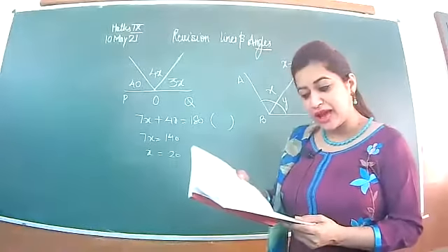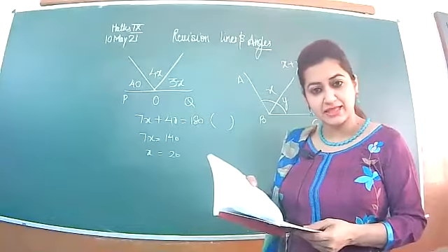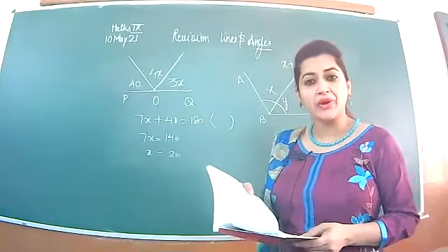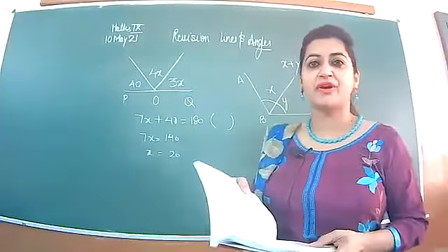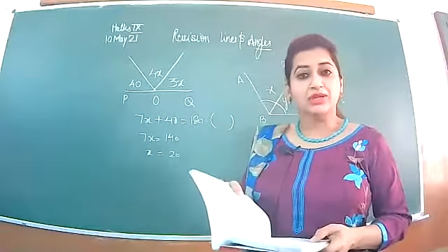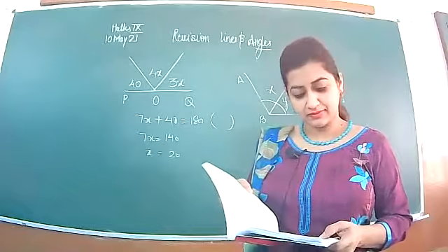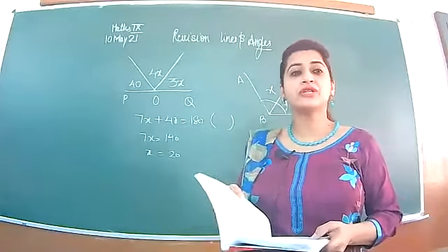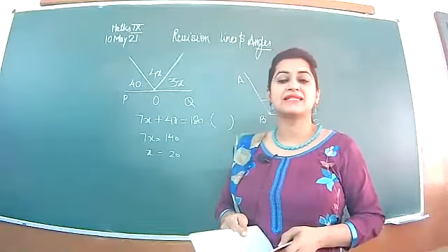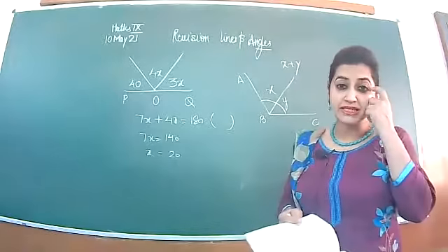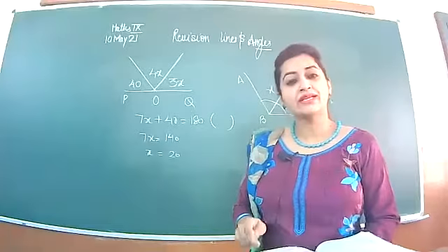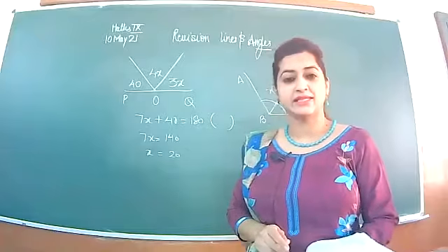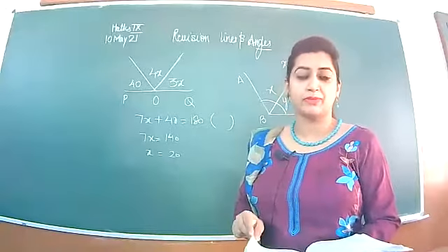Can a triangle have all its angles less than 60? Justify your answer. So the answer is, if you take all the angles as less than 60, that means like 50, 40 and 59, then the sum will not be 180 in this case. So the triangle is not possible.